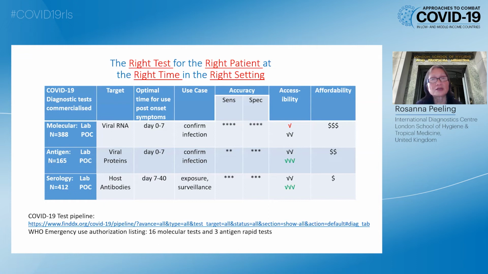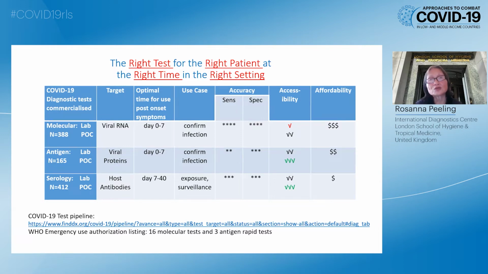There are three main types of diagnostics available: molecular tests to detect viral RNA, antigen tests to detect viral proteins, and serology tests to determine host antibodies. They have their optimal time to be used. Molecular and antigen tests are typically optimal for the first 7 days post onset of symptoms, whereas serology is for 7 to 40 days post onset of symptoms as the immune response matures. The first two can be used to confirm infection, while serology is used mainly to determine exposure and for surveillance.